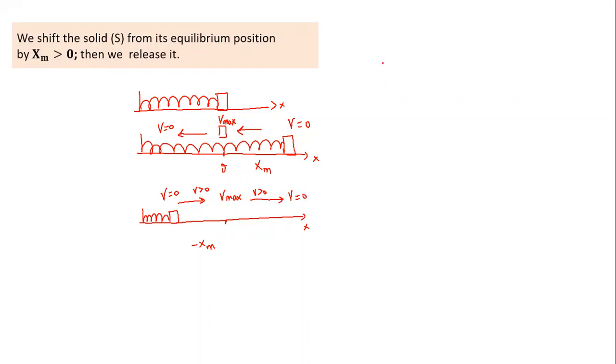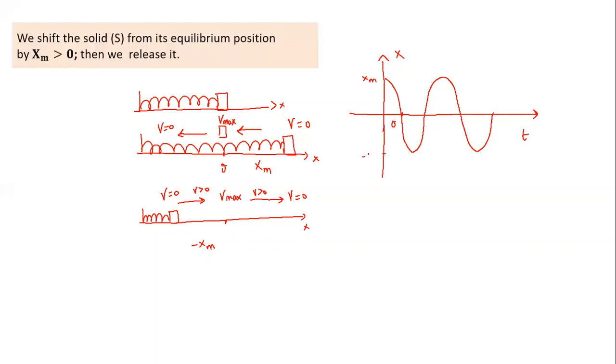This means if I want, for example, to represent X and V in terms of time, then I will notice this is X in terms of time. So we notice, for example, here it starts from maximum, and then, okay, so this is the maximum xm, and this is the equilibrium here, and then it goes to minus xm.